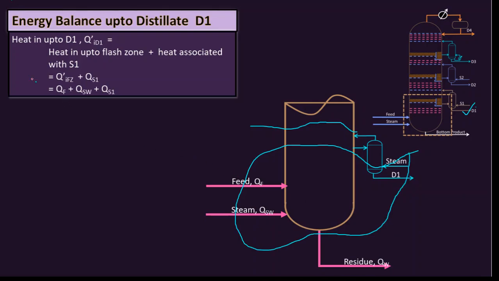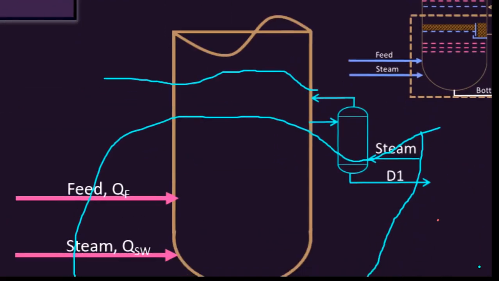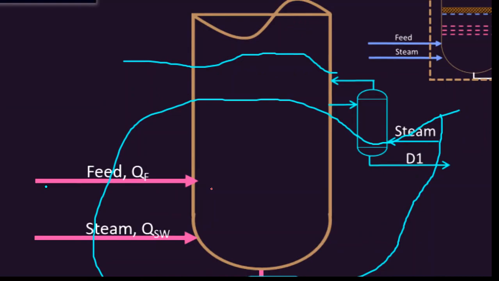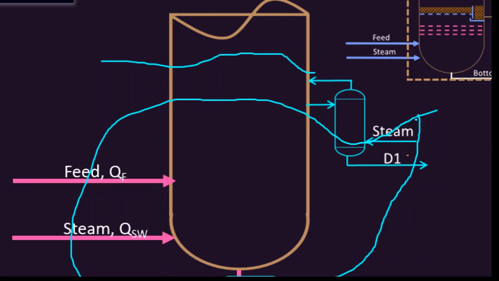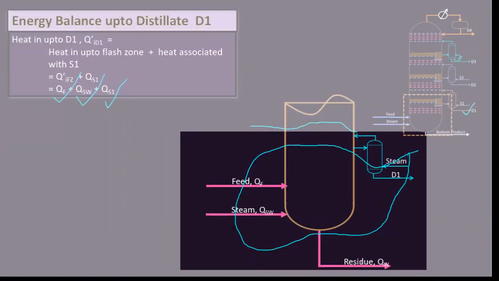Now come to the heat in up to D1. That is basically Q dash I D1, the heat in up to D1. In this one, it is the heat in up to the flash zone plus the heat associated with S1, because in the diagram, up to the flash zone all the heat is going inside, except that there is one stream going inside, which is steam. So the total amount of heat going inside up to the distillate D1 is QF, QSW and QS1. You can see this in the diagram.